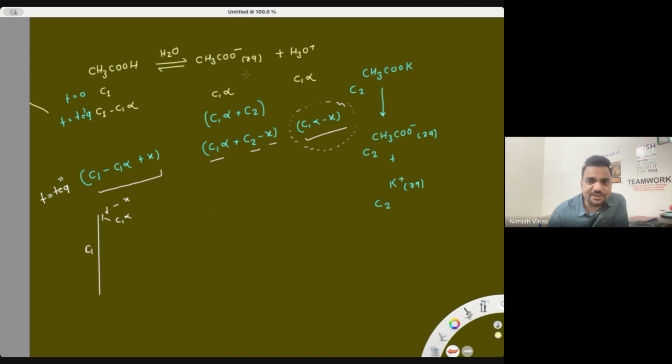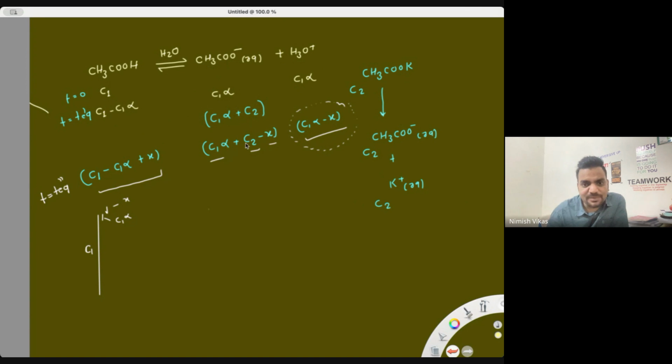So for that, we have added one alternate source, potassium acetate, of C2 concentration. From C2 concentration of potassium acetate, we got C2 moles per liter of acetate ion. So the acetate ion concentration now became C1 alpha plus C2. We increased the concentration of acetate ion. But the moment you do it, the equilibrium gets disturbed because you have added product from outside, and that will make the reaction go in the backward direction.